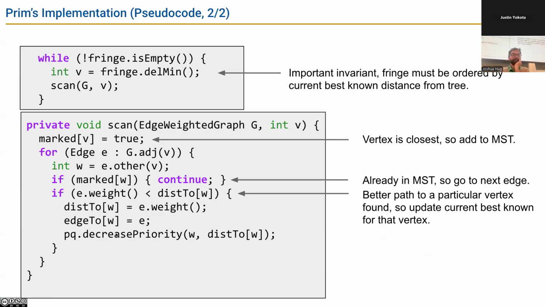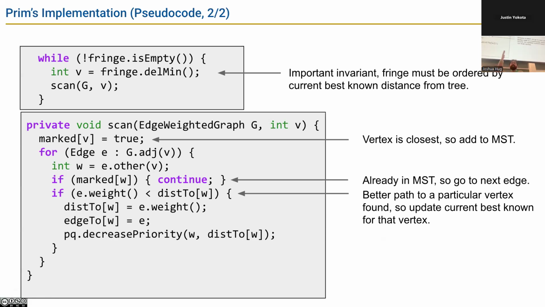That's a harder question. What do you think? Let's say I have a graph with 100 vertices and 300 edges in it. How many decrease priority operations could you have roughly? So like 100, 300. What do you feel in your heart? 300. Why?